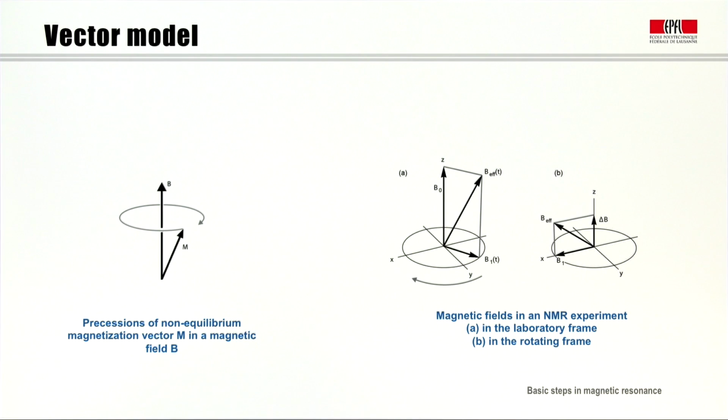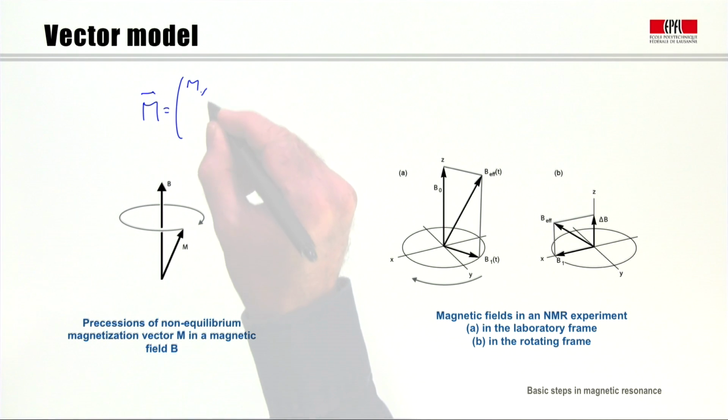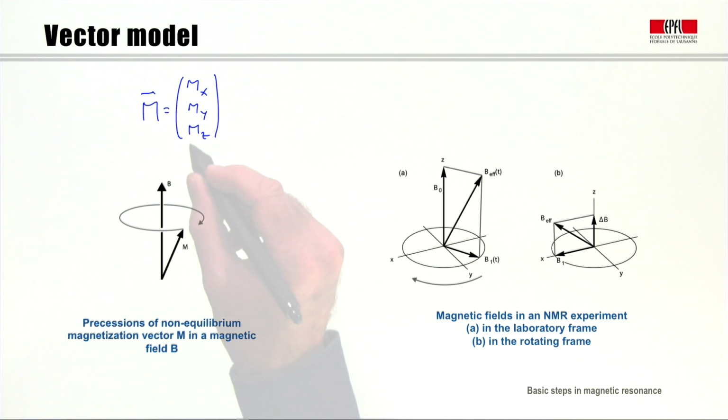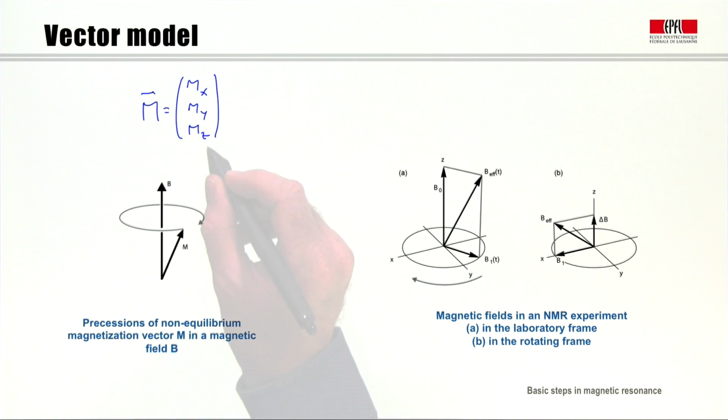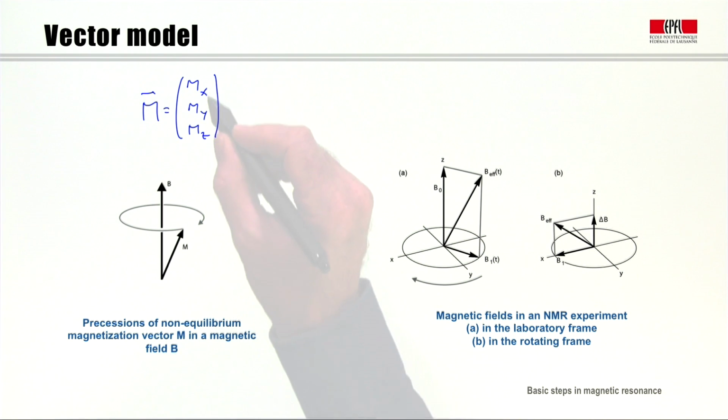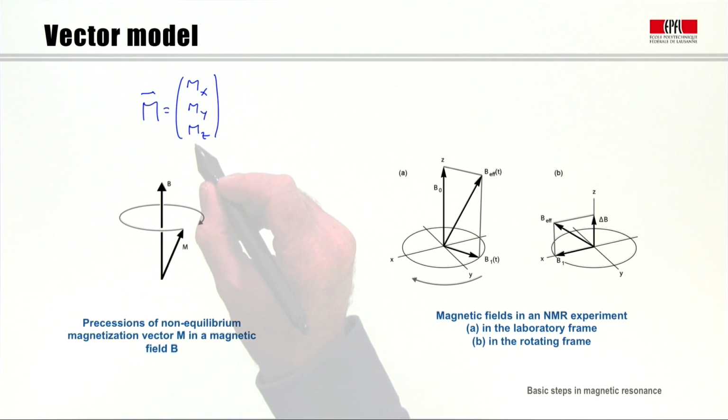So the key to the understanding of most NMR experiments is that the magnetization vector has 3 components. So M is comprised of Mx, My, and Mz. And by definition, the longitudinal component z along the z-axis is parallel to the static magnetic field. Now, if the M vector only has a z component and x and y are 0, then it is aligned with the static field, and in fact it is in equilibrium, and nothing will happen.